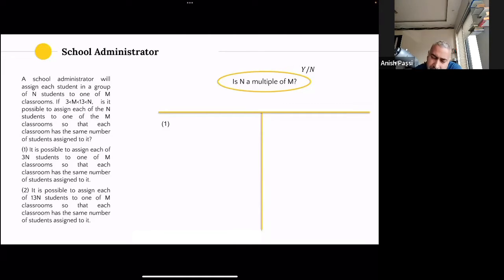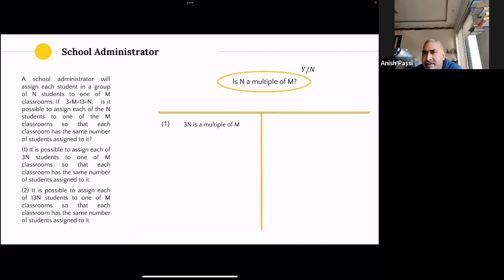They're just saying it is possible to assign 3 times the students to one of the classrooms such that each classroom has the same number of students. Essentially, in mathematical terms, the statement is telling me that 3n is a multiple of m. The question is: is n a multiple of m? That's what we have to figure out. Okay, let's stay here. We'll start off with some valid value and then see where that leads us.